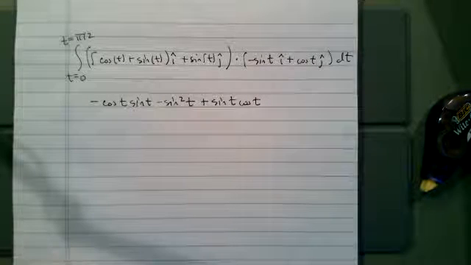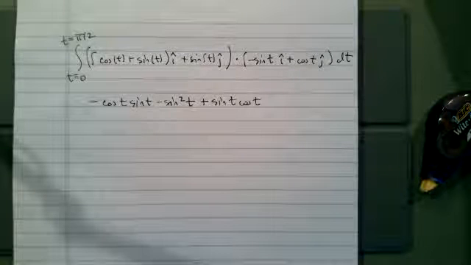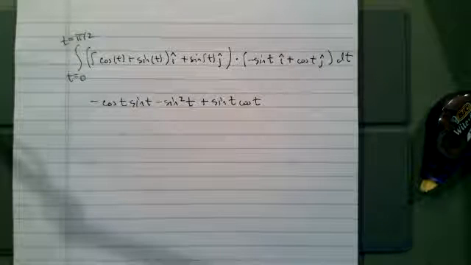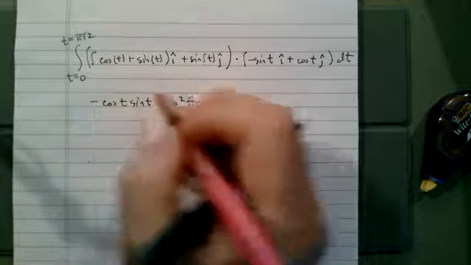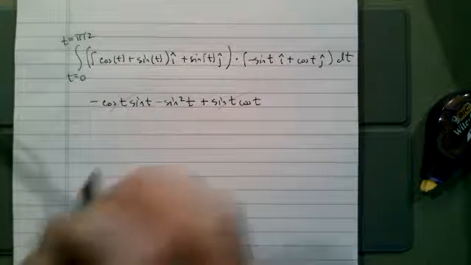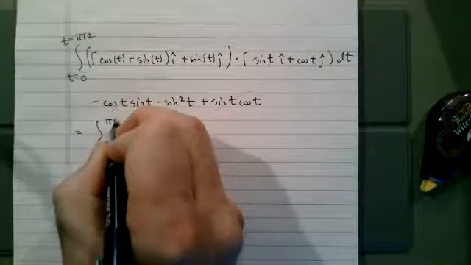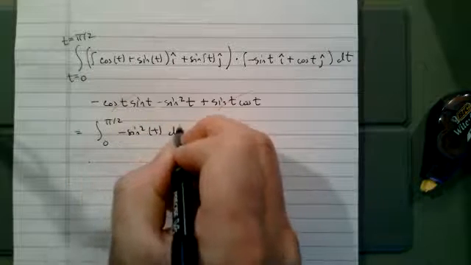The dot product is just a scalar, so we don't have any i's and j's anymore. The minus cosine t sine t and the plus cosine t sine t will cancel out. I can get rid of those. And we're just integrating a minus sine squared t. So this is all equal to the integral from 0 to pi over 2 of minus sine squared t dt.